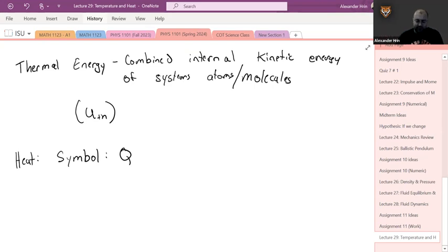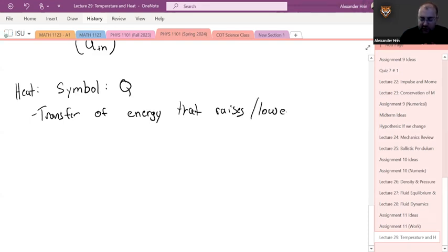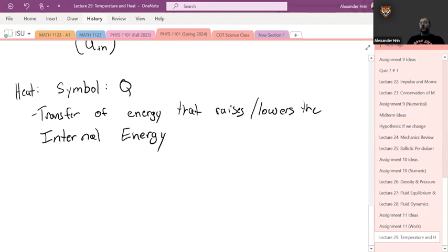Okay. So basically what we mean by heat here is a transfer of energy that raises or lowers the internal energy. Okay, that is what we're talking about when we're talking about heat. So it really does represent a transfer.